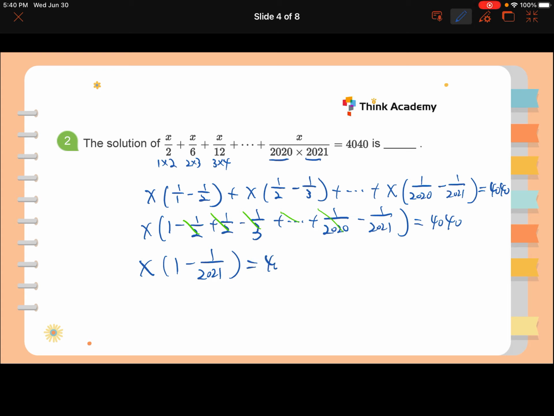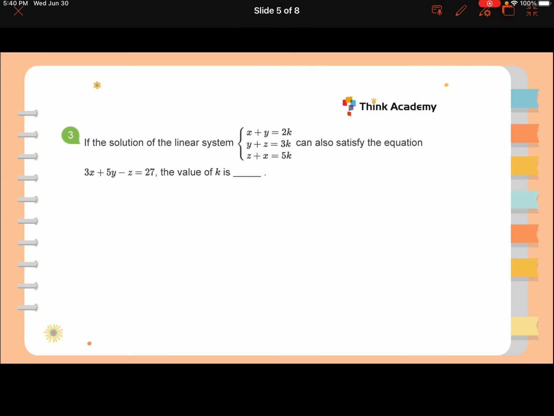That equals 40. And then you are able to simplify this equation by finding the common denominator, which is 2021, and then doing the arithmetic in the numerator. So we get 2020 over 2021 multiplied by x equals 40. And we can just divide both sides by 2020 over 2021, and the final result will be 2021 times 40 over 2020, which is 42. So that's the answer to this question, 42.